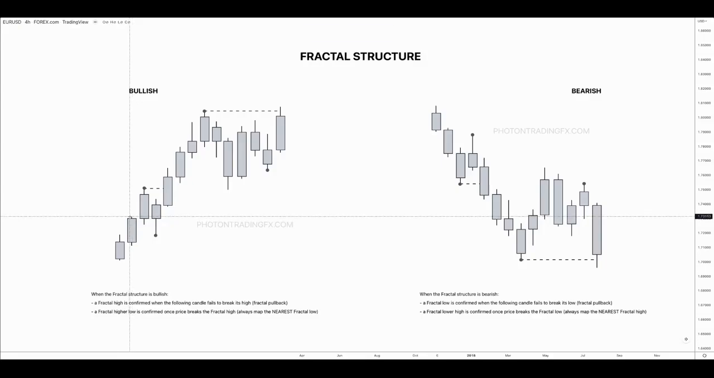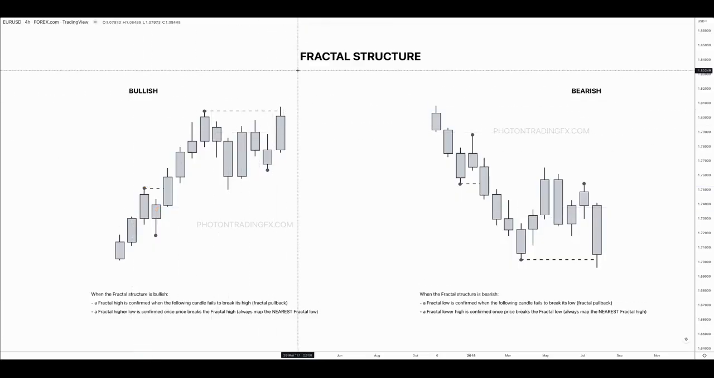And again, does the next candle break this candle's high? Yes, so that's a continuation of the fractal move. We get to this candle here. Does the next candle break this candle's high? No. Hopefully we can see this high here fails to break this candle's high here. So what that means is we have now had what we call a fractal pullback, because this candle here has failed to break the previous candle's high.